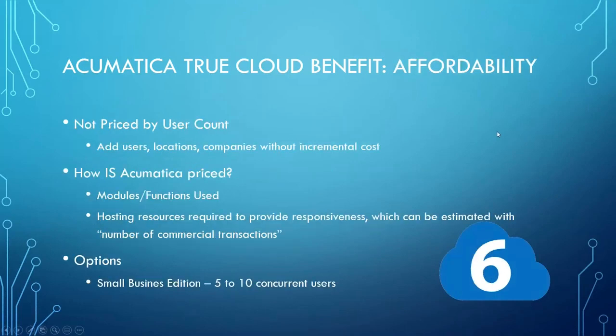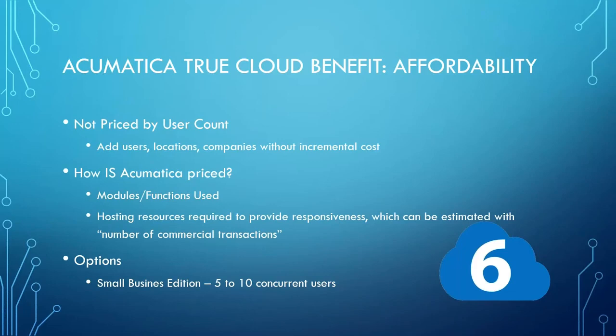Finally, the last one in my ility list is affordability. Acumatica is not priced by user count. You can add users, add all the users. Hey, people need to see this stuff. Of course, there's great security in there for what they can see, what they can access. They may need particular dashboards, but not others. Put everybody in your system. No incremental cost. Add locations, add additional companies.